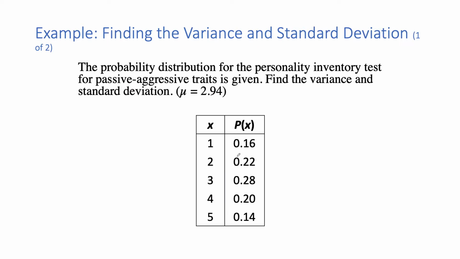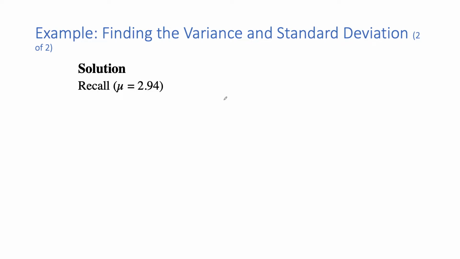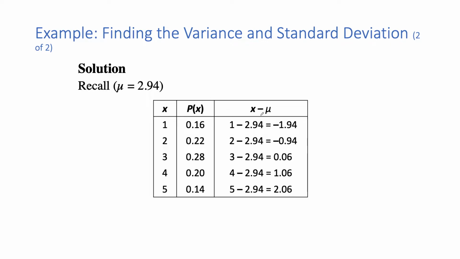So in our example, we have this probability distribution. These are the different values for x, these are the probabilities with which x will take that value, and we already calculated the mean, right? Remember that we already calculated the mean, which was 2.94. So again, the mean was already calculated, so the first business is to find the deviations.